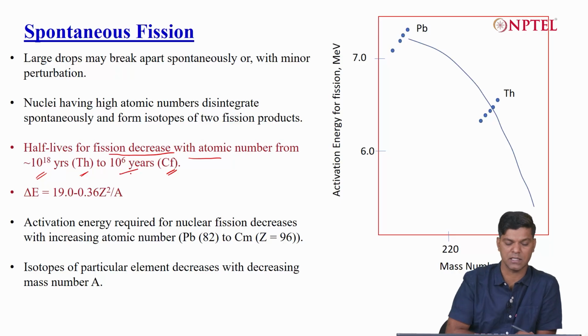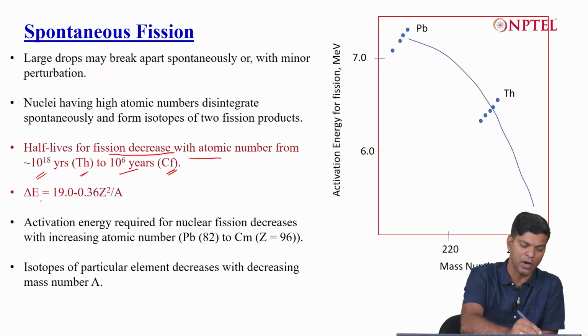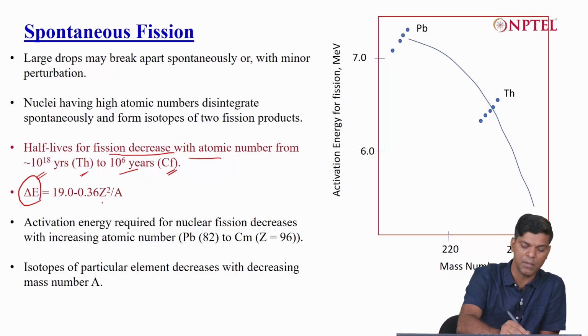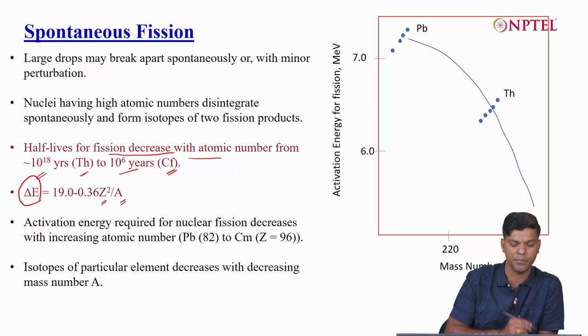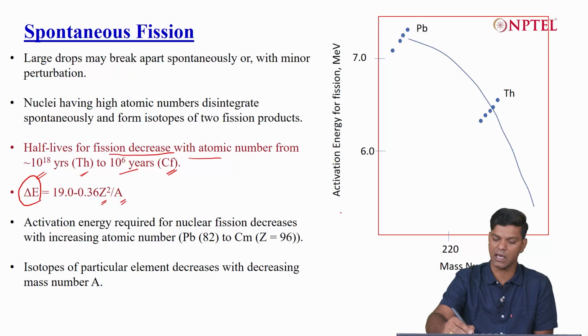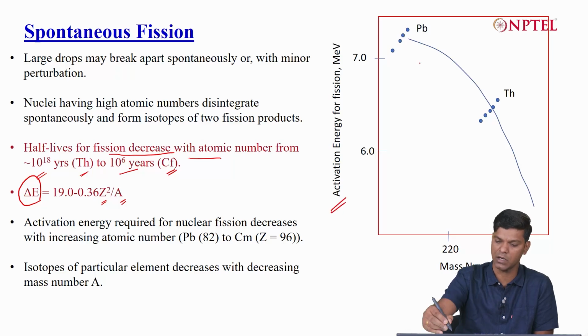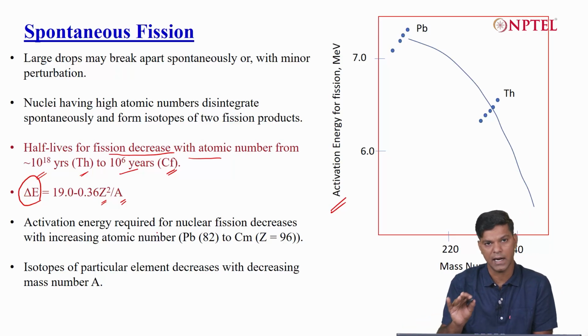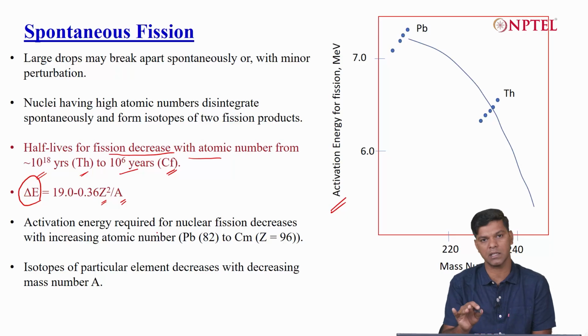And if you write an expression for fission energy barrier, what is the activation energy needed to initiate a fission, that depends on Z and A value, and this is a plot that shows the activation energy and mass number. You see that with mass number the activation energy required decreases. So, the activation energy required for nuclear fission decreases with increase in the atomic mass.